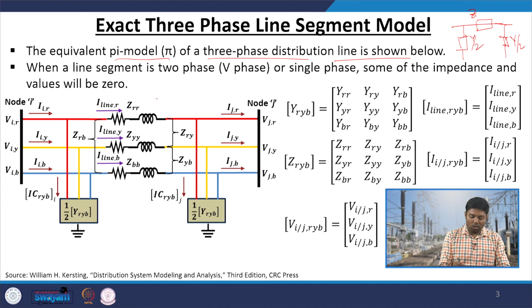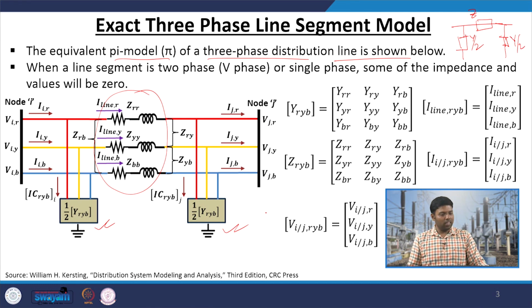So, this is your series component for the 3 phases and this is your shunt component for the 3 phases.